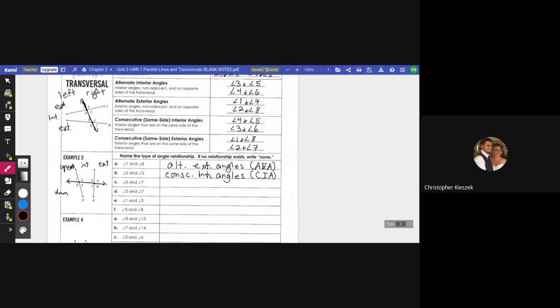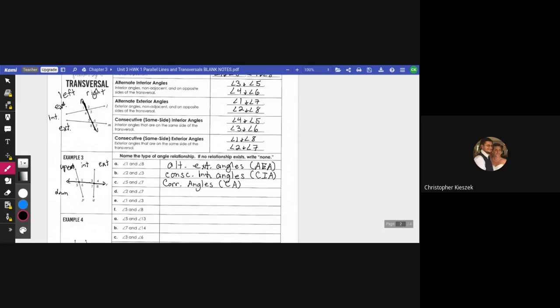All right, how about angle 5 and angle 7? Well, angle 5 is exterior, angle 7 is interior, but they are on the same side of the transversal. The only one that deals with that is corresponding angles. And we can abbreviate that as CA.